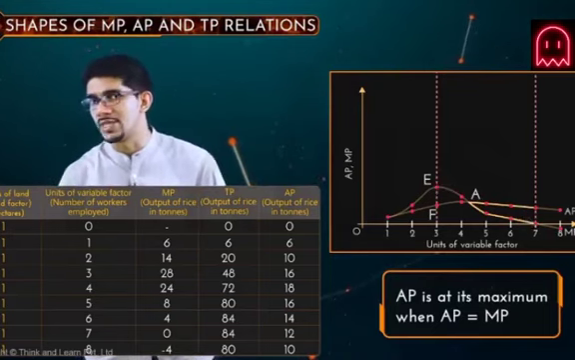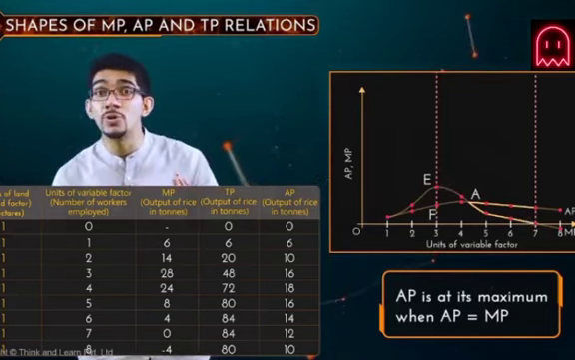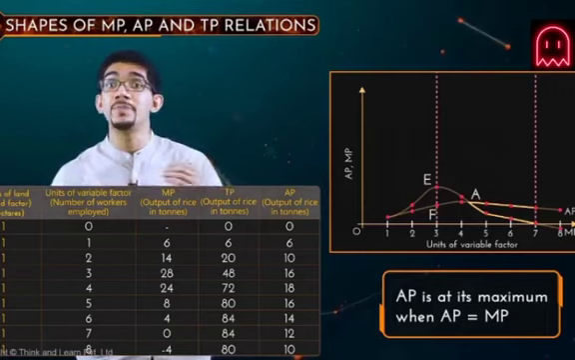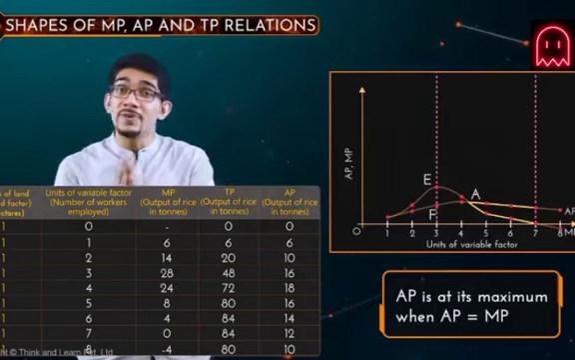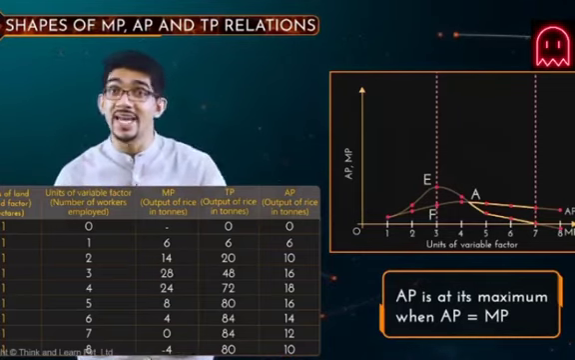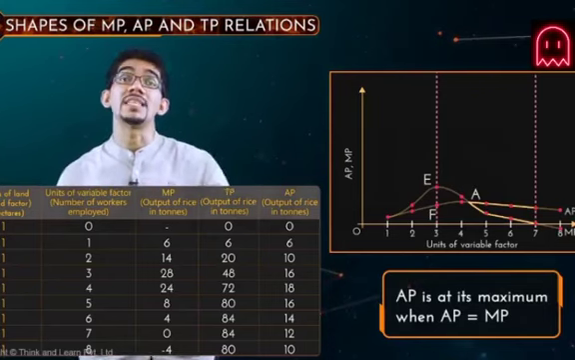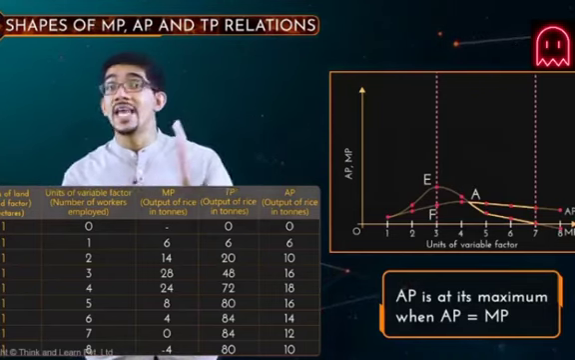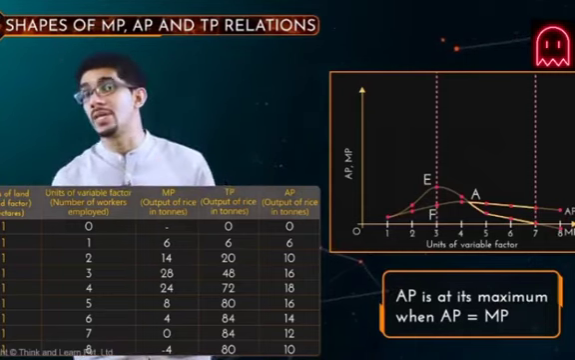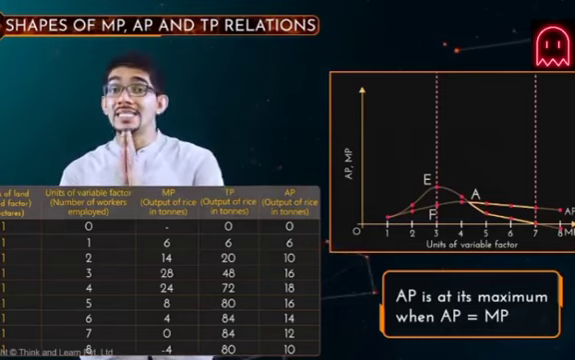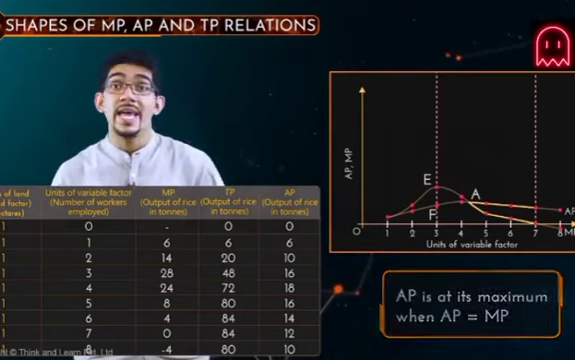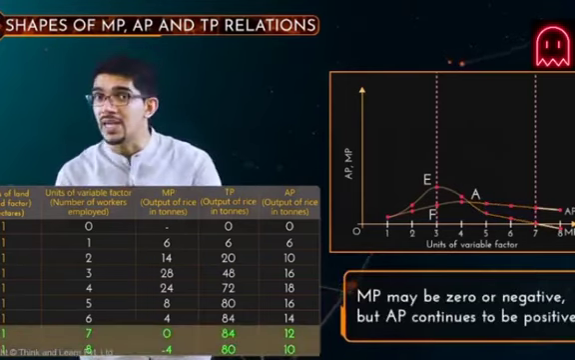Let's pause here for a moment. Can you see now why the MP curve would always cut the AP curve from the top? This is because when AP rises, MP has to be greater than AP. And when AP falls, MP has to be less than AP. Accordingly, it's only when AP is constant at its topmost point that AP becomes equal to MP, implying that MP curve cuts AP curve from its top. That is, MP has to meet AP from the top. It cannot meet from below because until they meet, MP is always more than AP, right? 4. MP may be 0 or negative, but AP continues to be positive.